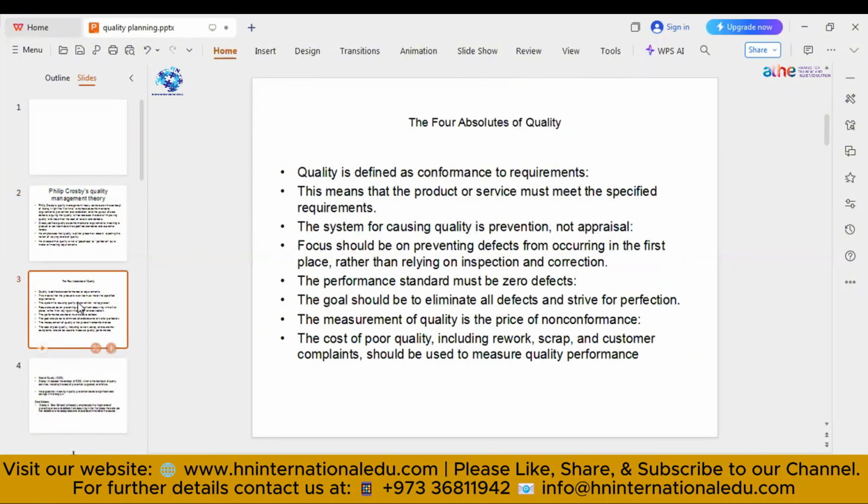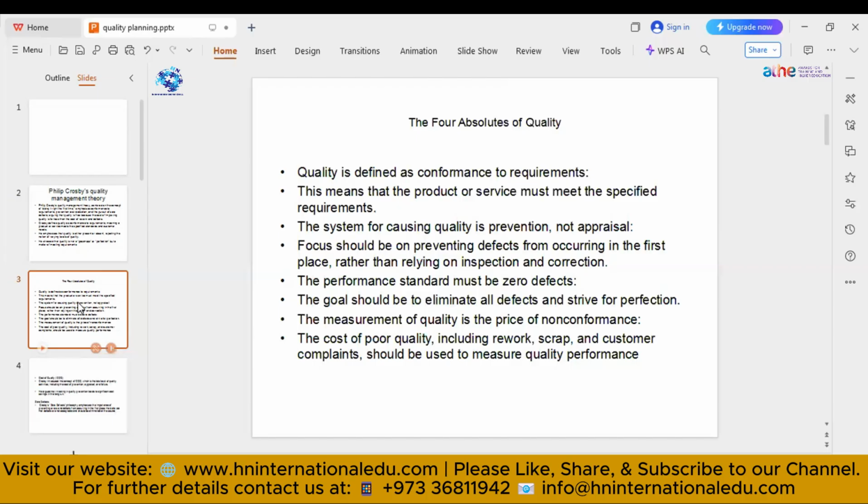Now, what are the four absolutes of quality? Quality is defined as conformance to requirements. We have discussed this point in detail. It should meet the customer's requirements. This means that product or service must meet the specified requirements. The system for causing quality is prevention, not appraisal. Focus should be on preventing defects from occurring in the first place, rather than relying on inspection and correction.